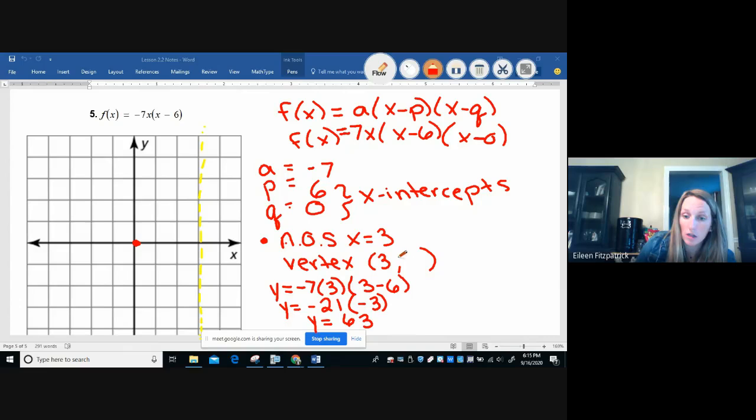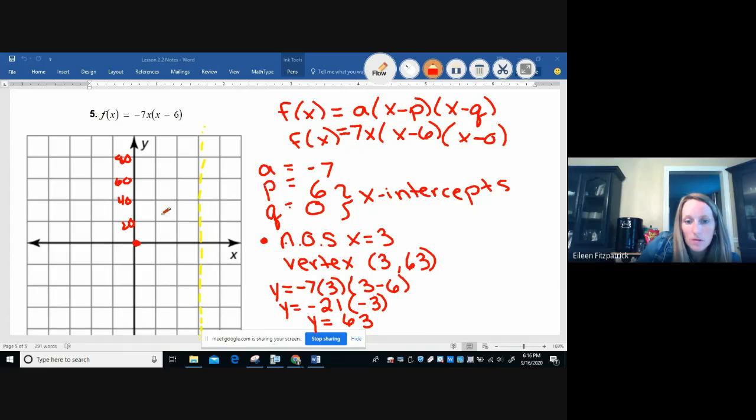So that's really, really high. I have to go all the way up to 63. So I'm going to have to change my scale on my y-axis. My parabola is going to be distorted, since I didn't change my x-axis scale, but I'm changing my y-axis. So if you check this in your graphing calculator, it's not going to look the same. But I'm going to count by 20. So this is 20, this is 40, 60, 80.